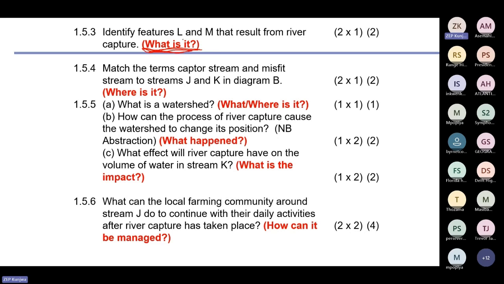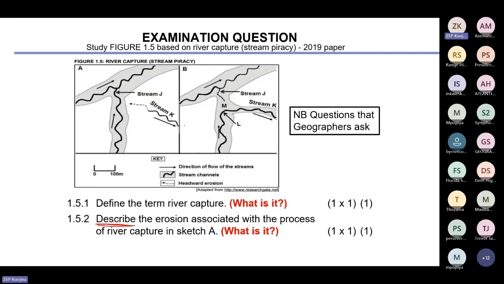So we identify the feature L and the feature M. Okay, where's feature M? There's feature M there. Feature M is a wind gap. Feature L is the elbow of the capture.